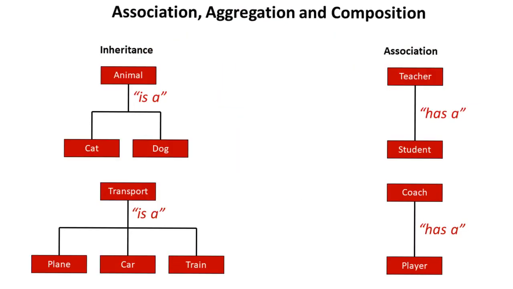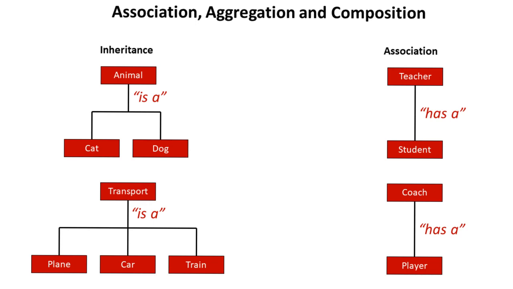Up until now, we've talked a lot about inheritance, and you can think of inheritance as an is-a sort of relationship. For example, a cat and a dog is an animal. They're inherited from it. A plane, a car and a train is a form of transport.